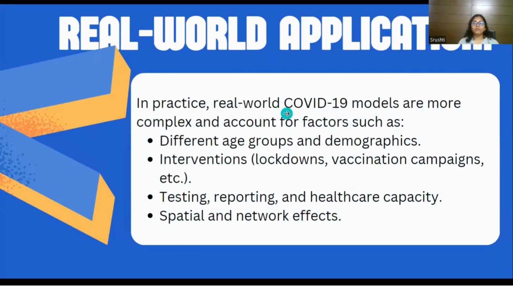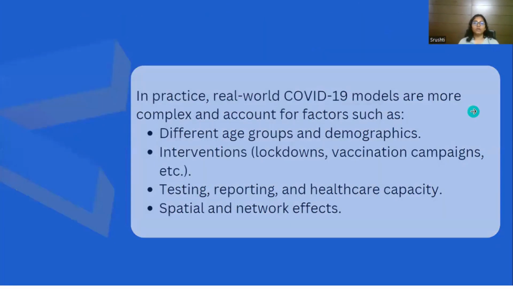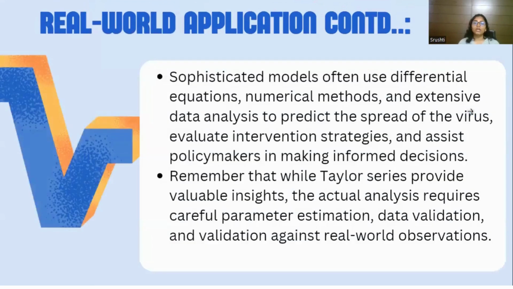In practice, real world COVID-19 models are more complex and account for factors such as different age groups and demographics, interventions, which include lockdowns, vaccination campaigns, etc. The third one is testing, reporting, and healthcare capacity. And the fourth one is spatial and network effects. Moving on, the real world application, which is continued. Here, sophisticated models often use differential equation numerical methods and extensive data analysis to predict the spread of the virus, evaluate intervention strategies, and assist policymakers in making informed decisions.